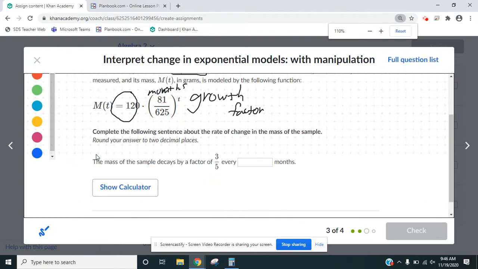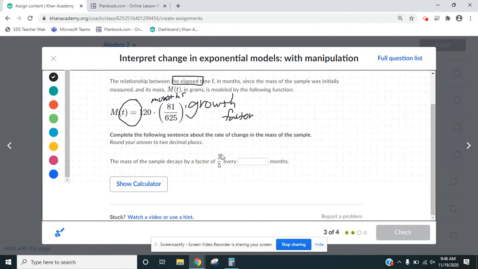Now let me zoom out here. By a factor of 3/5. So the other day I said, when you see that language, by a factor of, it should be 3/5 in parentheses, right? But does it say that right now? No, it says 81 over 625.